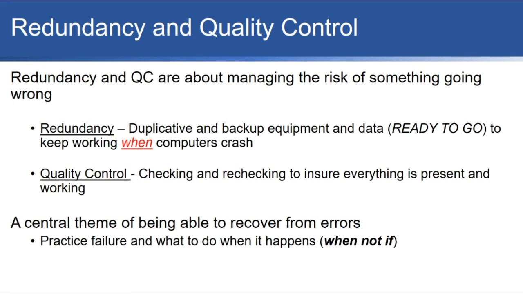Many never recover from problems in court. 2 to 5 minutes or more for a restart and troubleshooting is a long time in court, especially if it happens repeatedly. So we're going to be talking a lot about redundancy and quality control. Redundancy and quality control are about managing the risk of something going wrong. Redundancy in the trial tech context is duplicative and backup equipment and data ready to go to keep working when computers crash. And quality control is checking and rechecking to ensure everything is present and working.